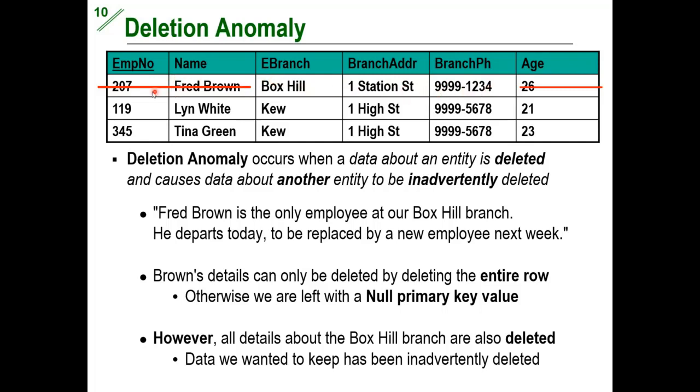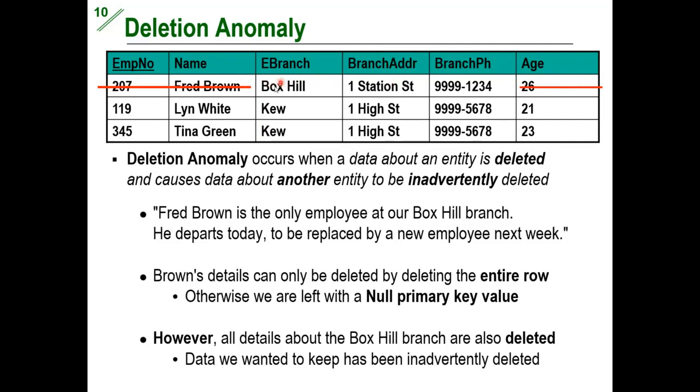Because Fred Brown's employee number is the primary key of this table, right? So I can't delete just a portion of this table. Delete means I want to delete the whole row, right? So if you get rid of the whole row, I will lose the primary key and I will lose everything about the employee's branch as well, right? I can't keep null primary keys anyway, right? So this is called the deletion anomaly.